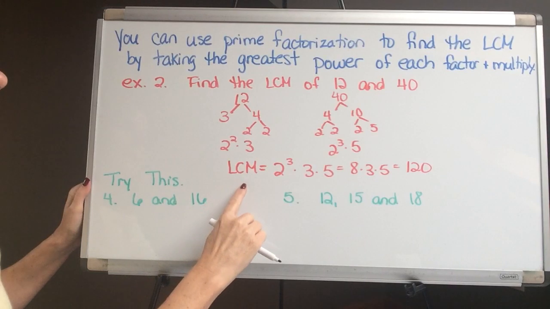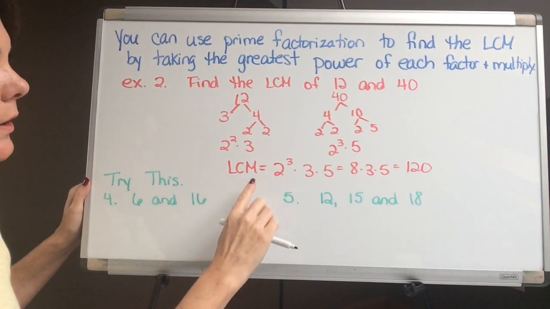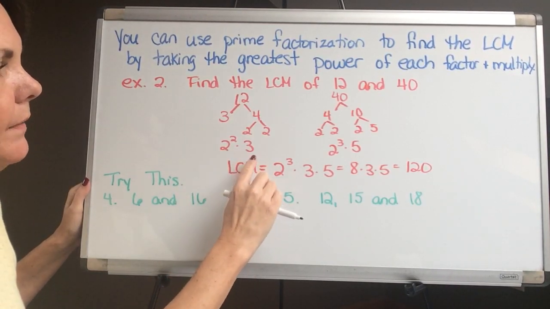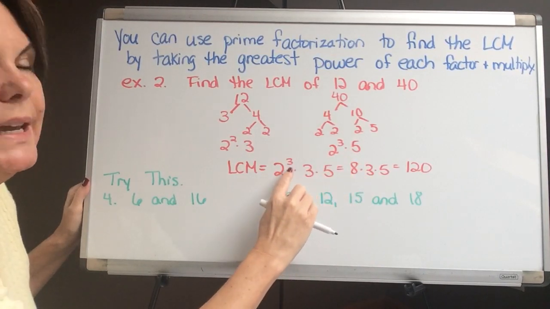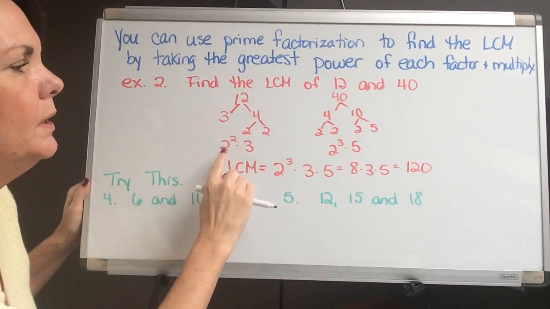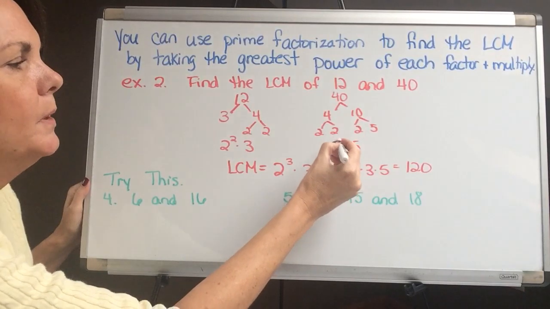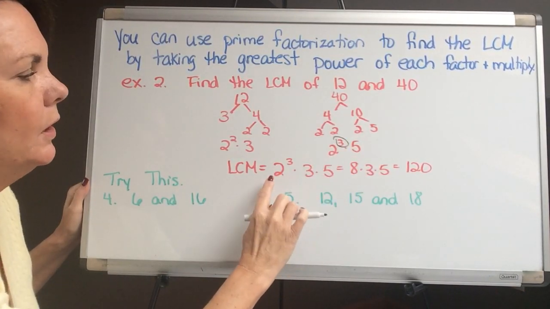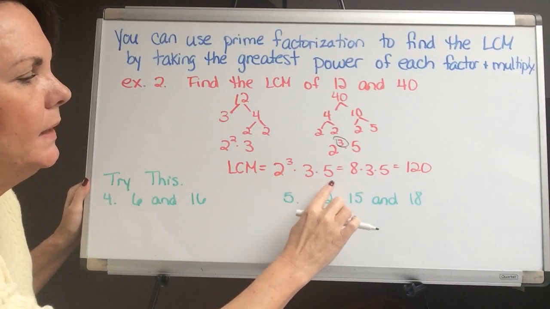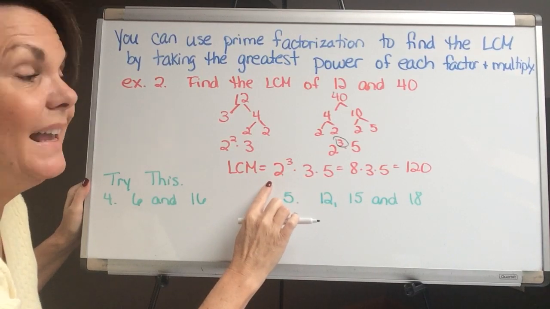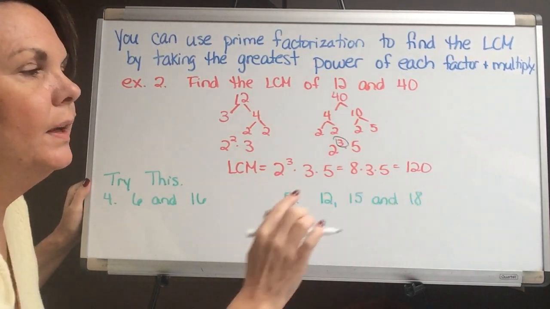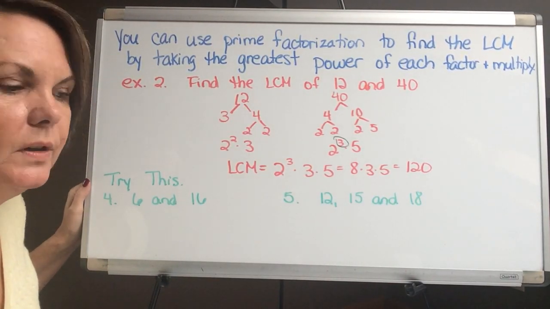Okay, so now you're going to take every factor. I have 2s, I have 3s, and I have 5s. But you take the highest exponent. So 2 to the 2nd or 2 to the 3rd, I'm going to choose the 3rd. So 2 to the 3rd times 3 times 5. Now remember, 2 to the 3rd is 8, times 3 times 5, and that would give me 120.